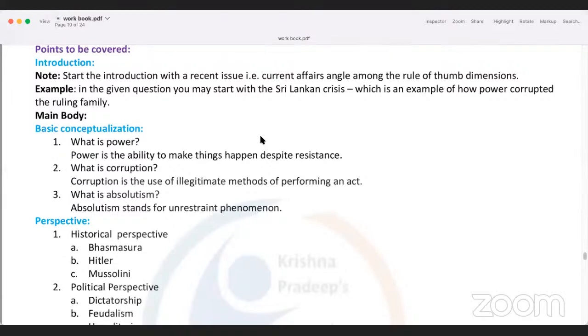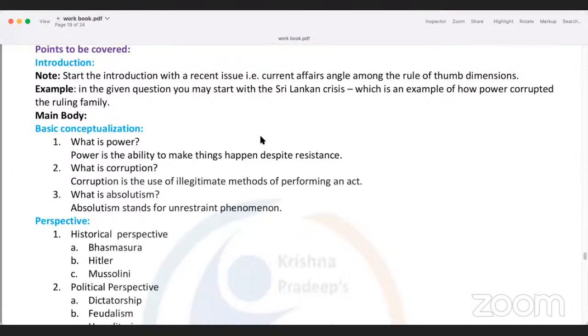And in the main body, we have to give a basic conceptualization. That is, what is power, then what is corruption, and what is absolute. Three words are being used there in the question: power corrupts and absolute power corrupts absolutely. Then you should give the meanings of these things.